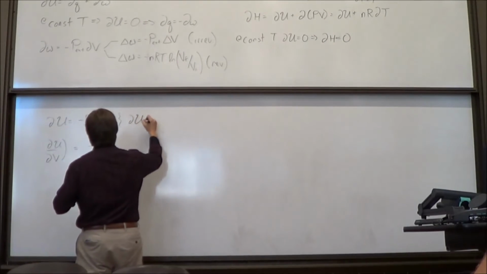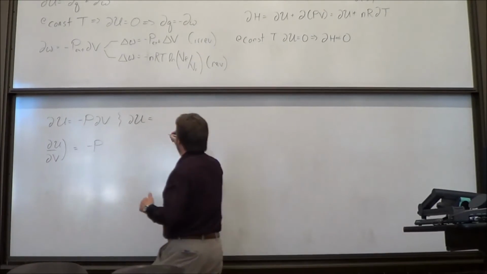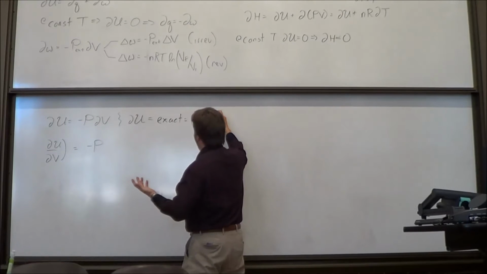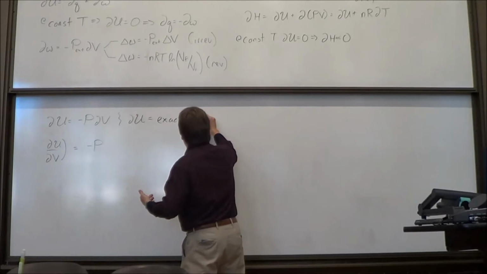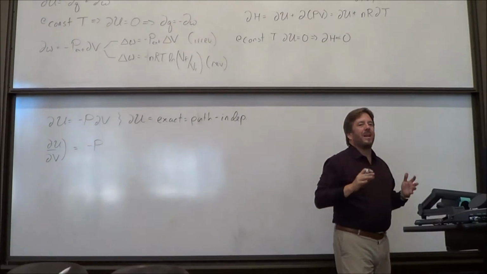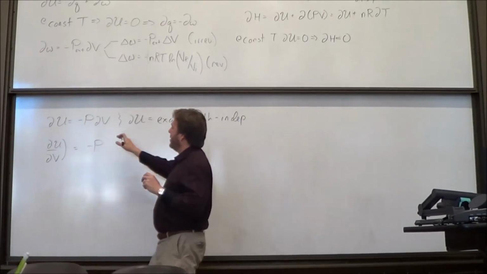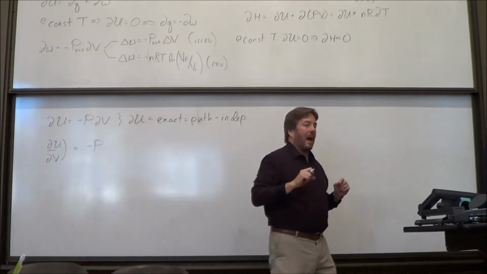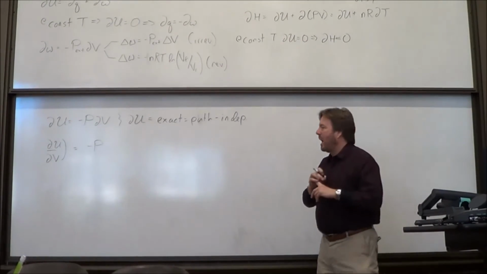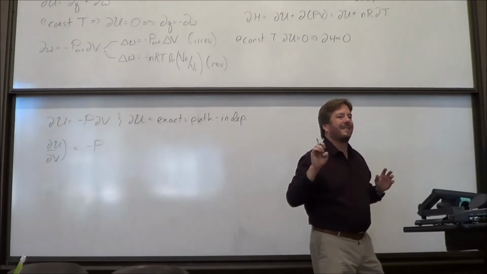Remember, is change in U exact or inexact? This is exact, and that means it's path independent. Now, change in U again is path independent. The paths were reversible, irreversible. I chose to make the change in U reversible. I could have made it irreversible, but I'm going to choose reversible because it doesn't matter. I will always get the right answer if I analyze work reversibly, even if the question specifically states irreversible.